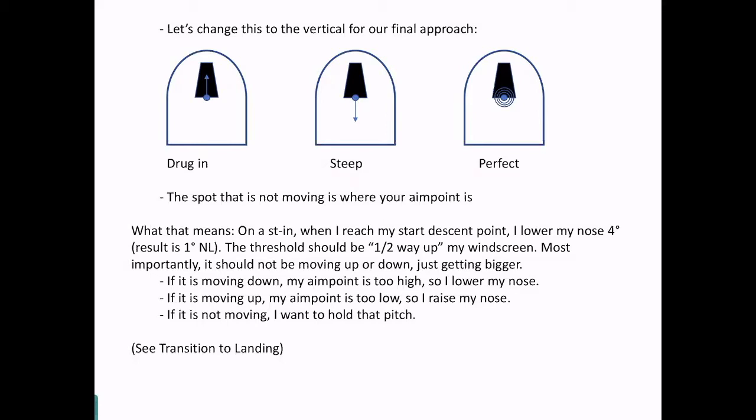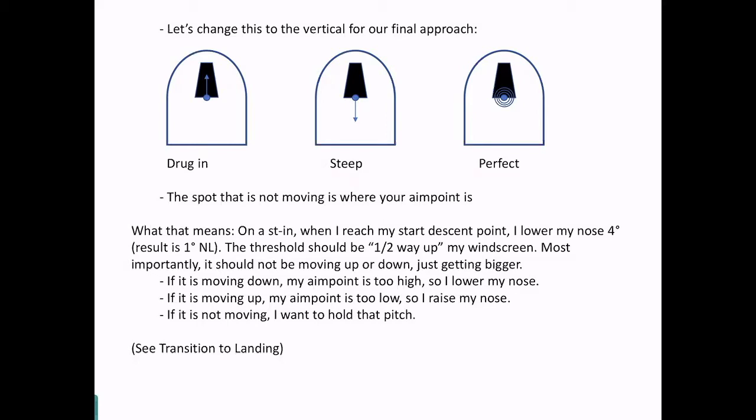Now this third picture, that's the perfect aim point. I put that threshold about halfway up my windscreen, and I watch it for a second or two, and I see that it's not moving. It's not going up, it's not going down. It's just getting bigger. That is what we're looking for when we talk about an aim point.